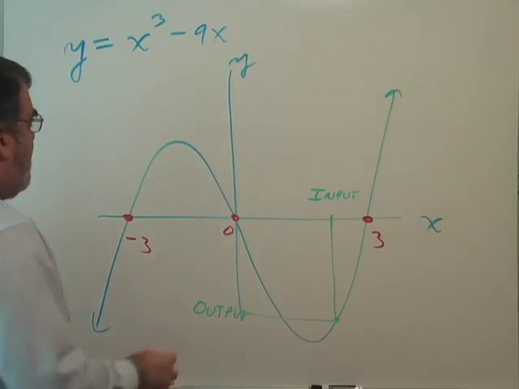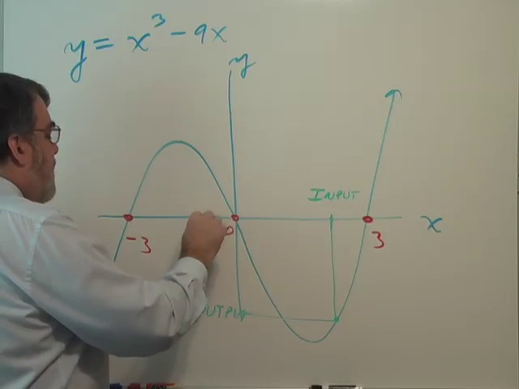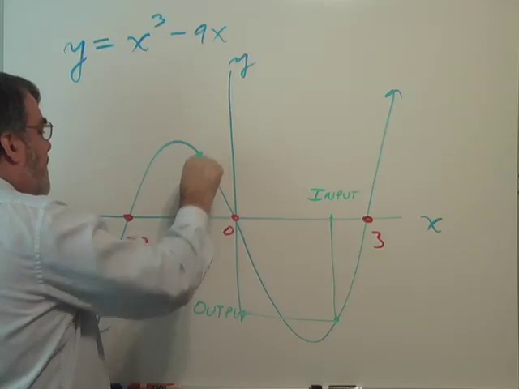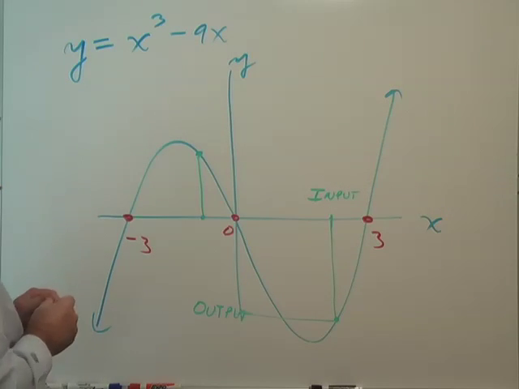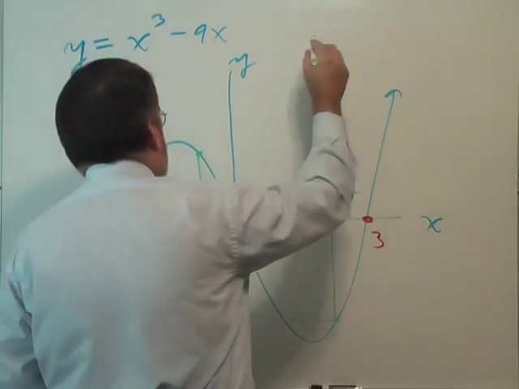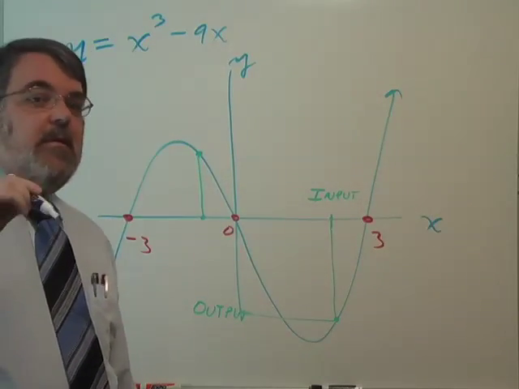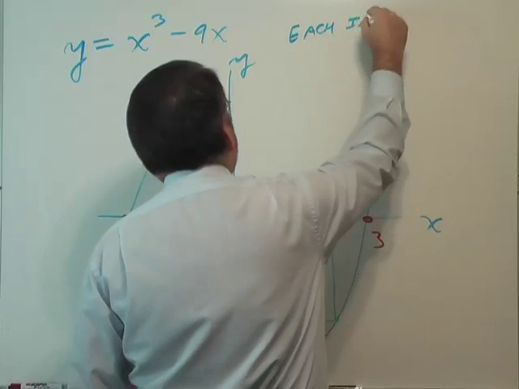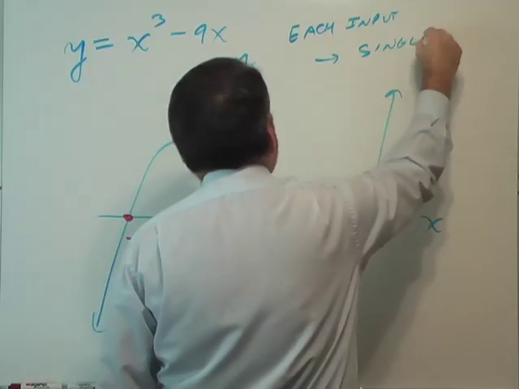If I go over to the other side, we'll see the same thing. For example, if I jump to here, if this x input is used, then there's my output. All right, well, so to make it a function, we want to know if each input gives you a single output. So each input leads to a single output.